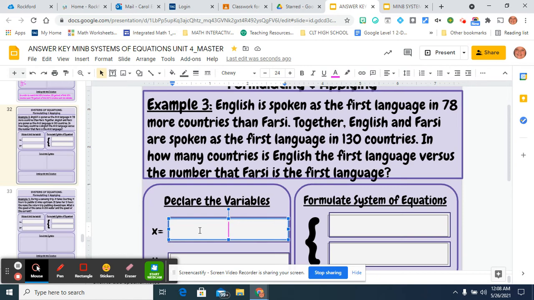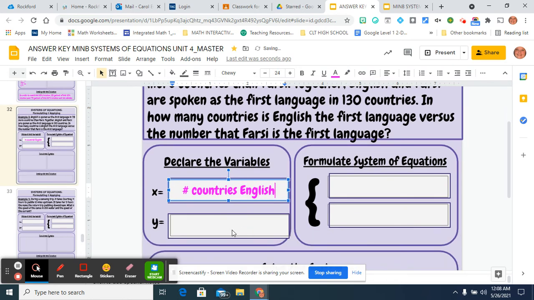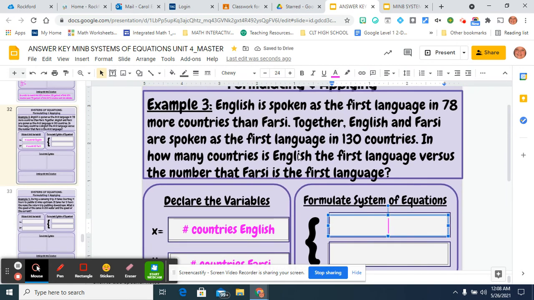So we're going to kind of shorthand this. Number of countries, English. Number of countries, Farsi. And then based on what we know that together would be adding, so we're just going to add those, x plus y equals 130 countries. So English plus Farsi will give us 130.